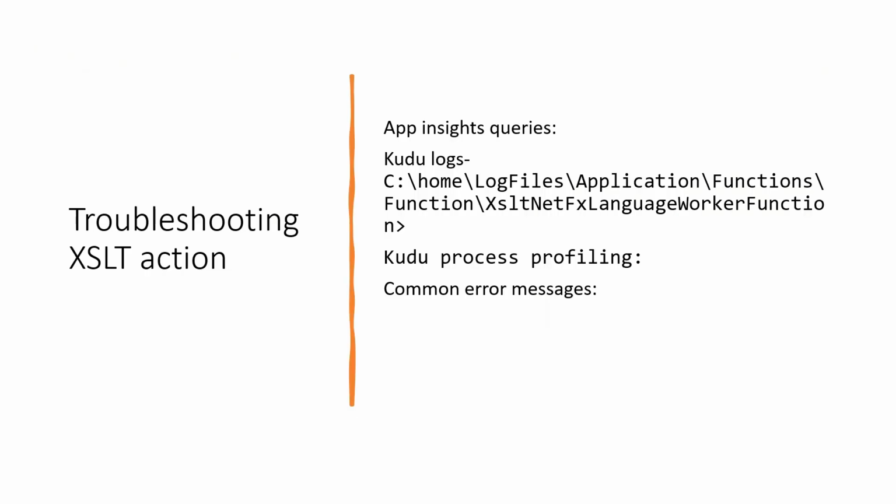Let's go through some of the troubleshooting options available for the XSLT action. As I showed earlier, we have app insights queries, which we can use for most of the troubleshooting. We do have Kudu logs for the netfx worker function, which show if there are any failures in the netfx worker. We have some Kusto queries, and we can even collect a Kudu process dump or process profiling in case we need to troubleshoot anything on the .NET assembly calls. And I have listed some of the common error messages as well. Let's have a look at each of these options in detail.